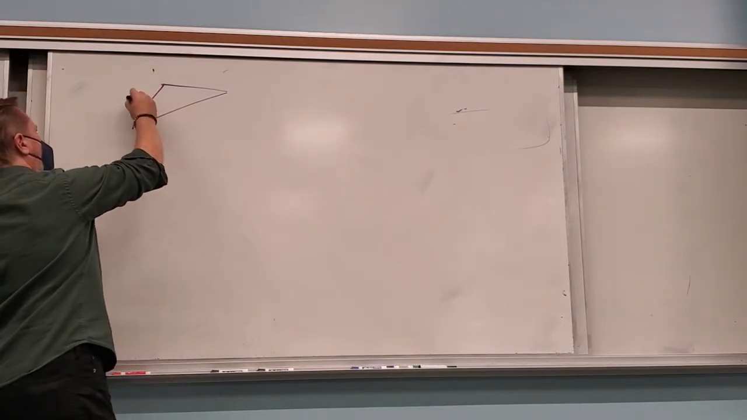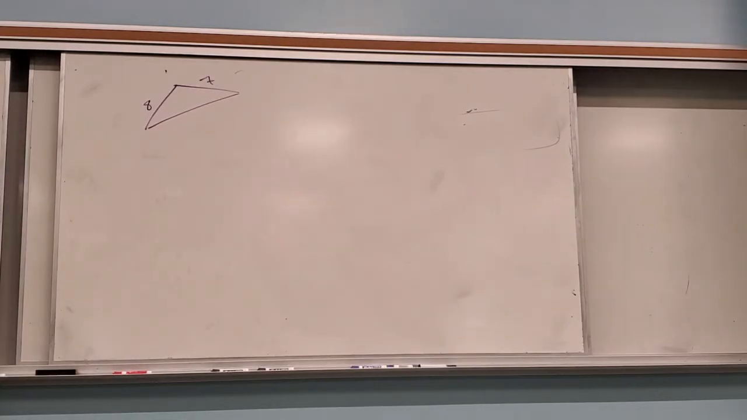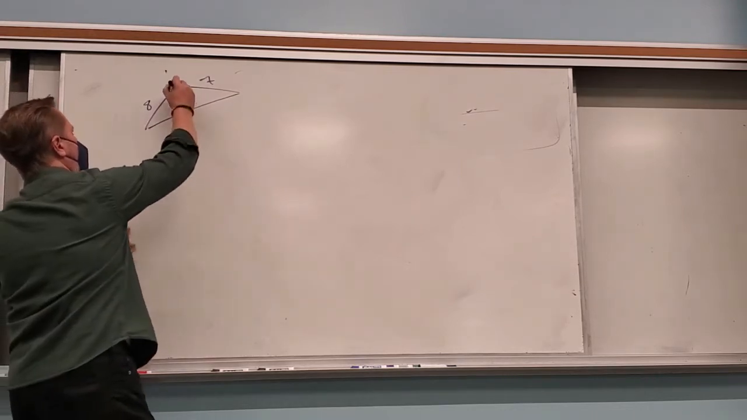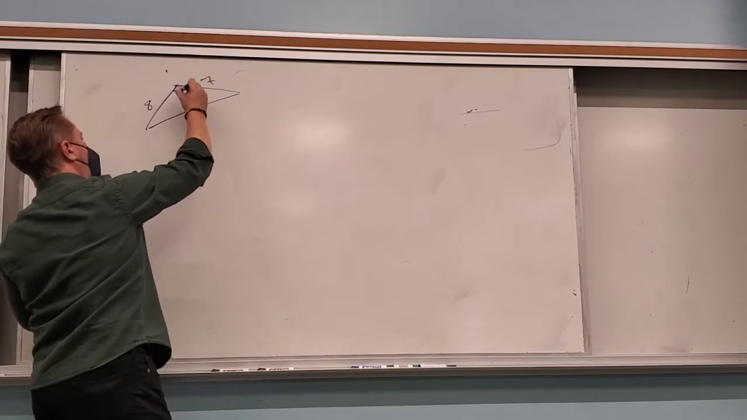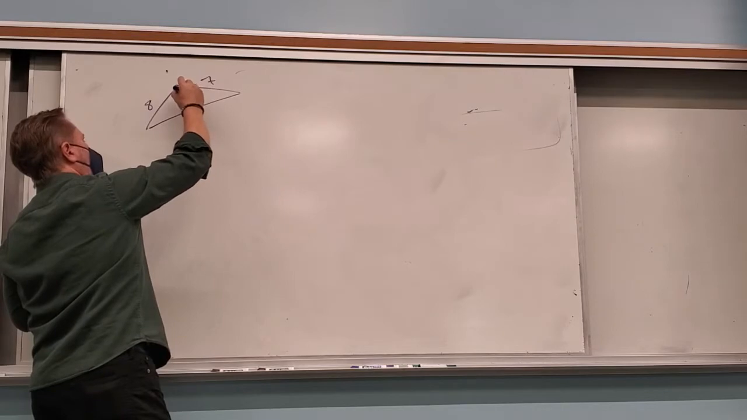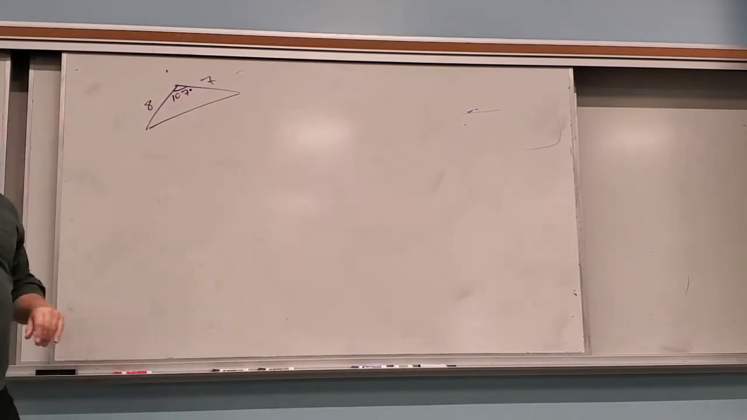Let's say this is 8, this is 7. Can anyone see, is there a length this cannot be? Let's say this angle is something less than 180, so let's make it 107 degrees. I like it.